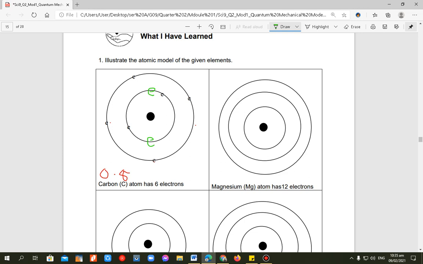But, yung kailangan natin dito is, ilan na lang yung kailangan natin? 6. So, 1, 2, 3, 4, 5, 6. So, to make it total, 8 electrons of oxygen. So, ganyan po yung magiging illustration ng atomic model of element oxygen.